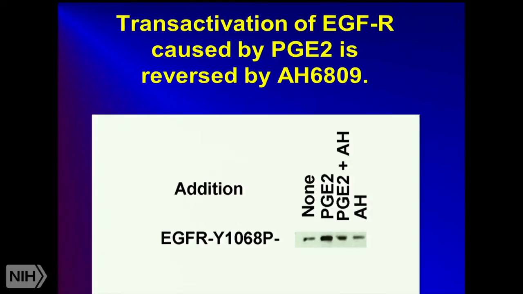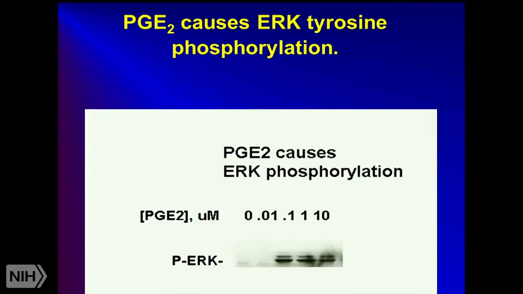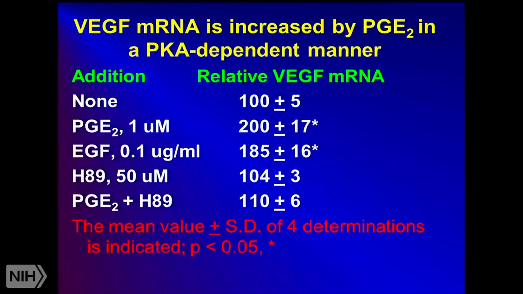If you add prostaglandin E2 to the cell lines, you get phosphorylation, or activation, of the EGF receptor. And this AH is a G protein coupled receptor antagonist that blocks the type 2 receptor on the lung cancer cells. Prostaglandin E2 not only phosphorylated the EGF receptor, it also caused ERK phosphorylation in a dose-dependent manner. And the phosphorylated ERK can then go into the nucleus and turn on various oncogenes.